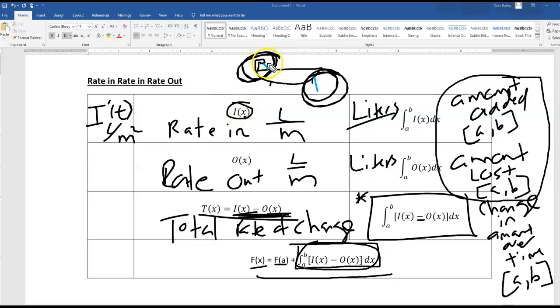So for instance, let's say that for some reason you're a weirdo, and as your tub is pouring water in, you're very slowly turning the knob so that the water's coming in at a faster and faster rate.